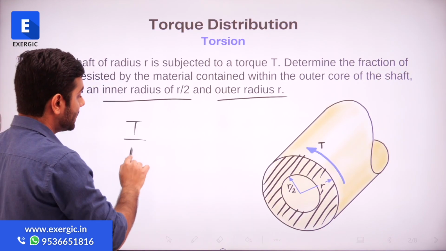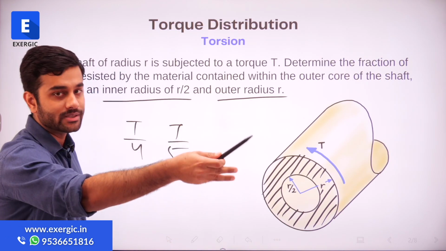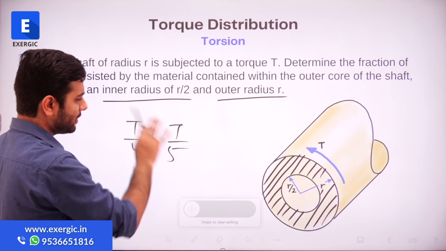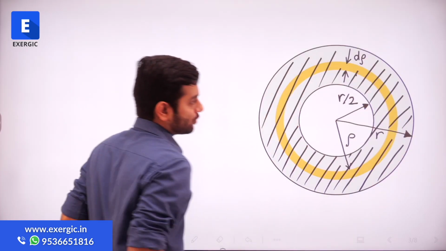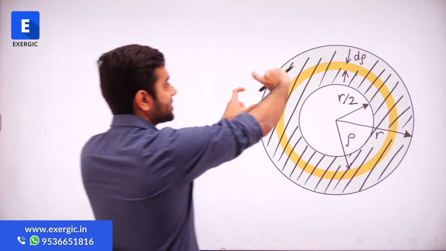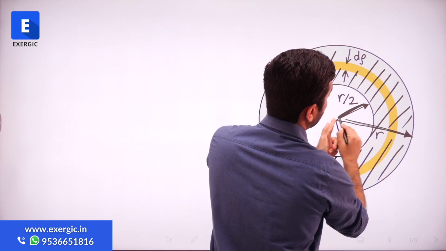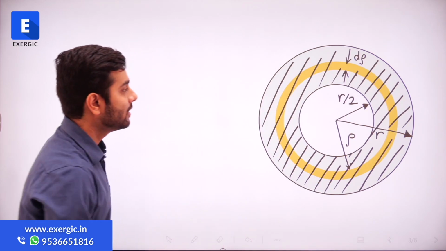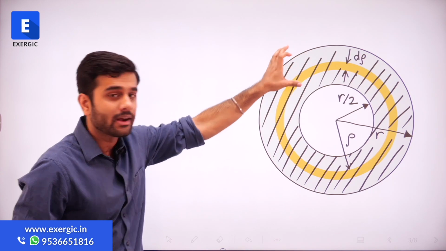Will it be T by 4? Will it be T by 5, T by 6, or how much? I am not giving you options, just showing you how the answer is going to look. As you can see here, this shaded portion has an inner radius of r by 2 and an outer radius of r, right? And this is the area for which I want to know how much torque it will resist.